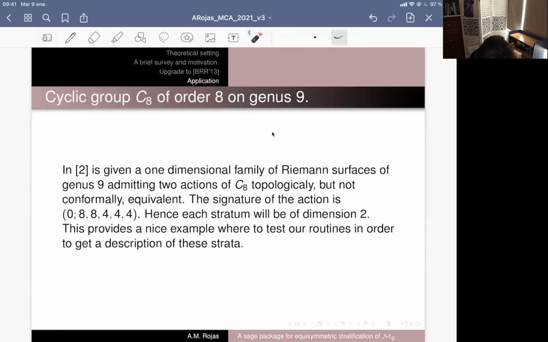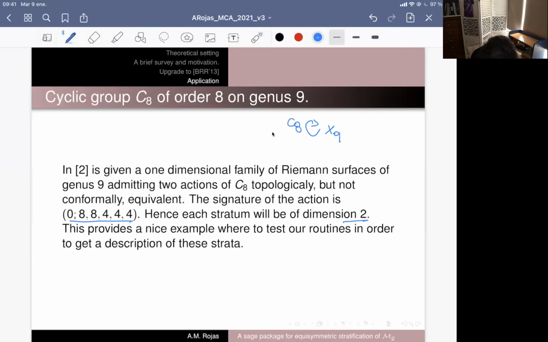So let me finish describing this action I told you before. We have genus 9 with the action of CH, and that produced 4 strata. Well, the signature was that one. So the dimension of each stratum is 2.